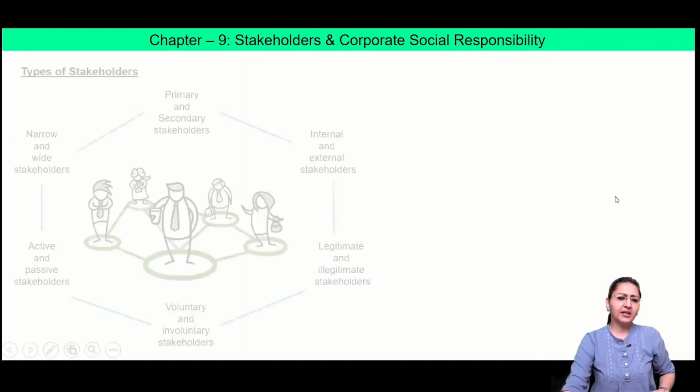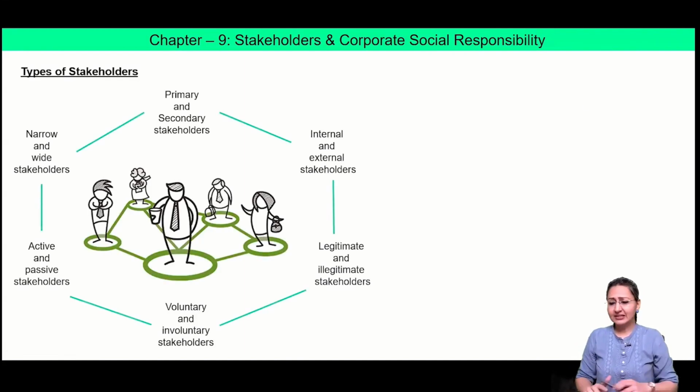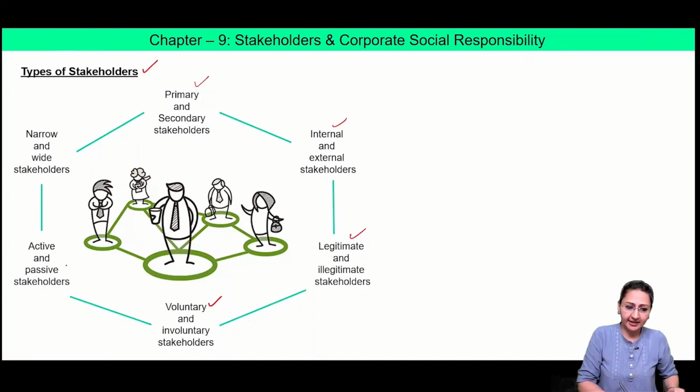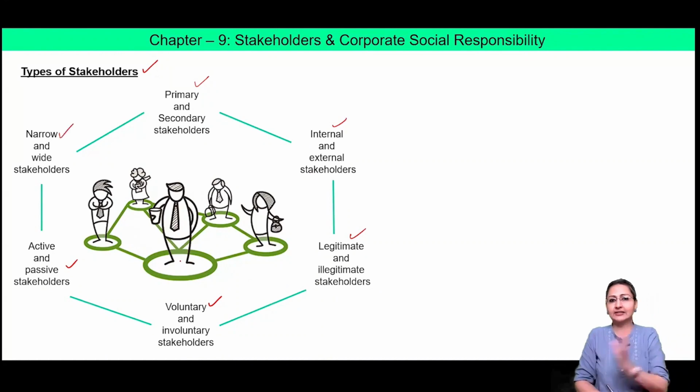content parts. Coming to chapter number 9 as a kickstart, stakeholders and corporate social responsibility. You won't find much areas to learn here, but there are certain terms which you may get confused on. One, there are many types of stakeholders. There can be primary and secondary, there can be internal and external, there can be legitimate and illegitimate, there can be voluntary and involuntary, there can be active and passive stakeholders, and there can be narrow and wide stakeholders.